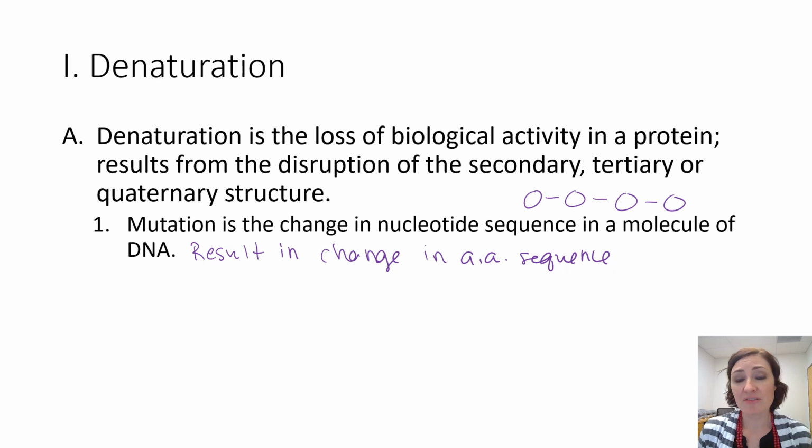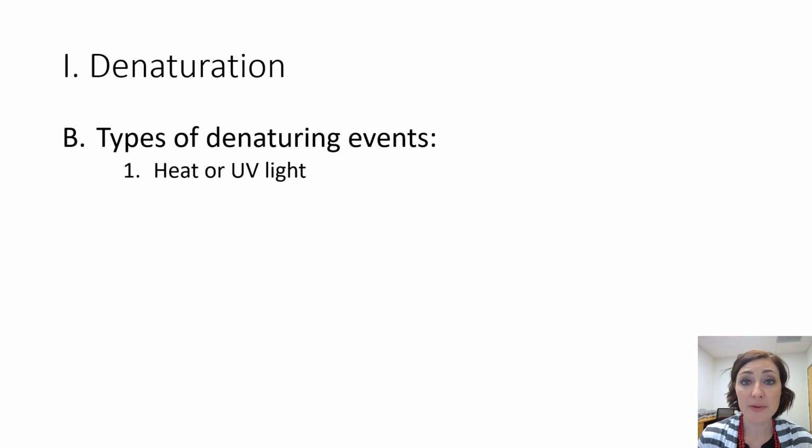And it's okay if this is a little fuzzy right now. We are going to go into this more in our last unit when we talk about protein synthesis. But just understand that you cannot use the terms mutation and denaturation in place of each other. You have to use one or the other. Denaturation is just changing the shape of the protein and losing function, whereas a mutation is a change in the DNA sequence.